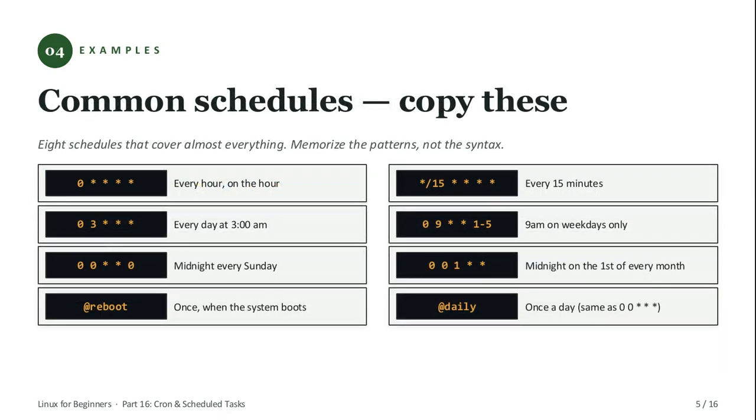Star simply means any value, and day of week counts from 0, where 0 is Sunday. Honestly, you can get through most of your career with about 8 patterns, and they're all here. 0 * * * * runs every hour on the hour. */15 runs every 15 minutes. 0 3 * * * runs daily at 3 a.m., and that 1-5 in the day of week field means Monday through Friday, weekdays only. And then the shortcuts. @reboot fires once when the machine comes up, and @daily is just a friendlier way to say 0 0 * * *. Copy these, adapt them, and you'll rarely need to think about the syntax from scratch again.